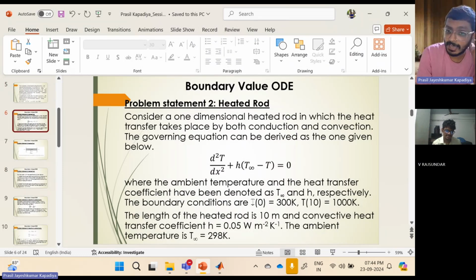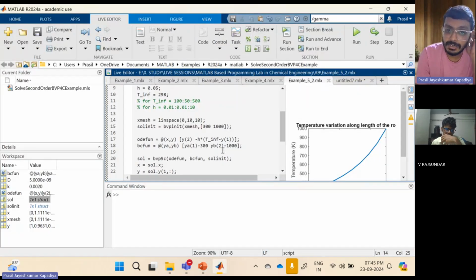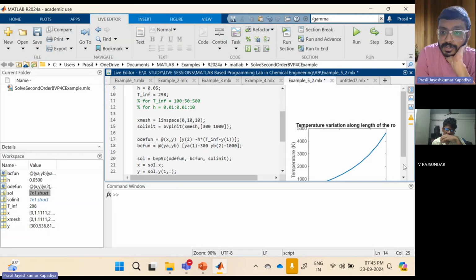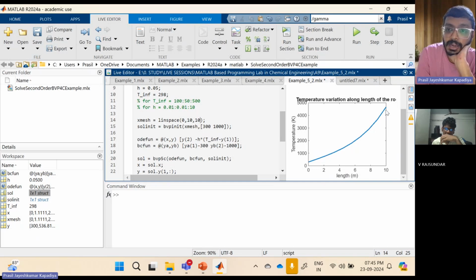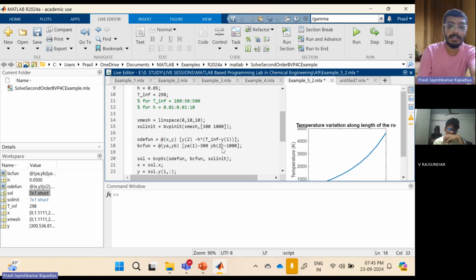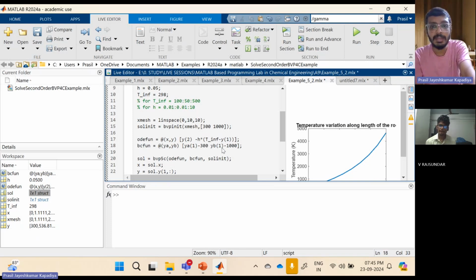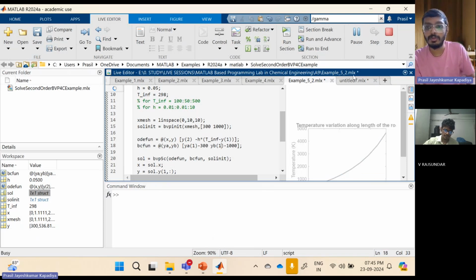My boundary condition is that at x equal to 0 temperature is 300 and at x equal to 10 temperature is 1000. But I by mistake took yb of 2 equal to 1000, so it was not showing me the exact solution. See here, at one end the other end was not showing the correct value. It is showing some 4,500, which is absolutely wrong. So be careful while you are writing it. Only if the condition is given in dc by dx form should it be yb of 2, or whatever is in bracket 2. Okay, so this is what we learned.